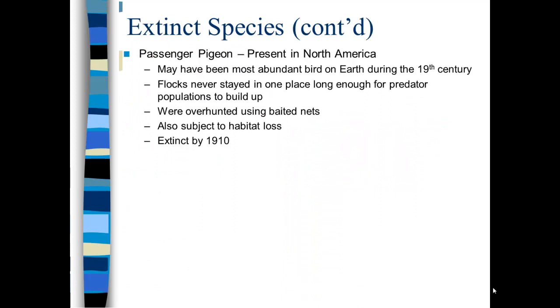This was considered a nuisance bird. And they were overhunted because they were considered to be a nuisance, especially in cities, and it may have been the most abundant bird on Earth in the 19th century.